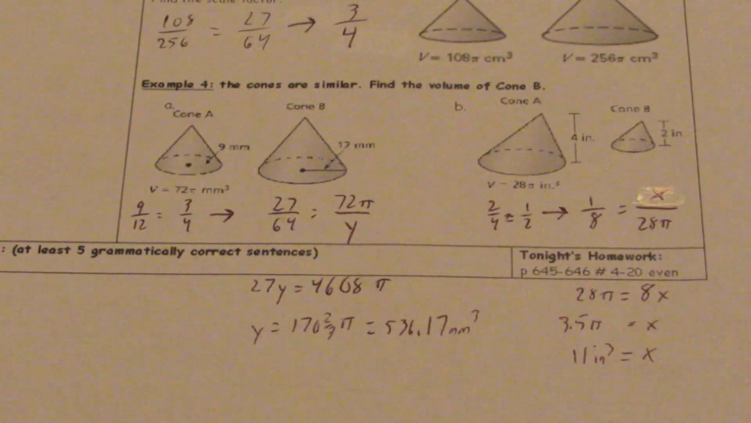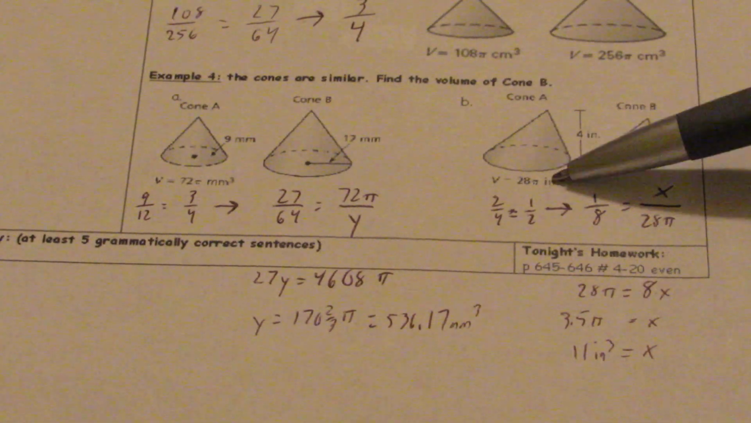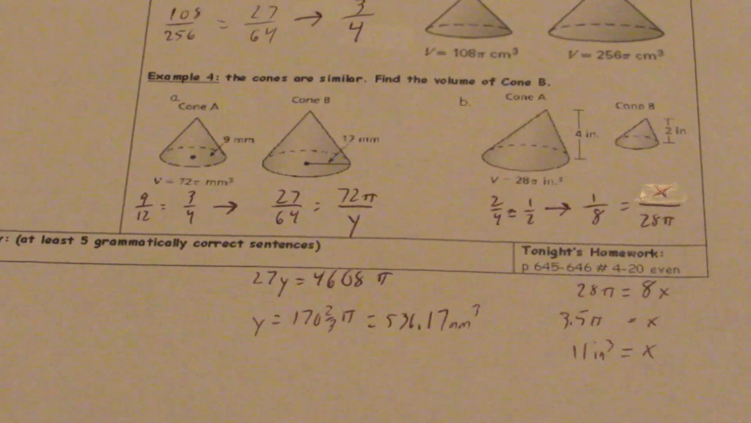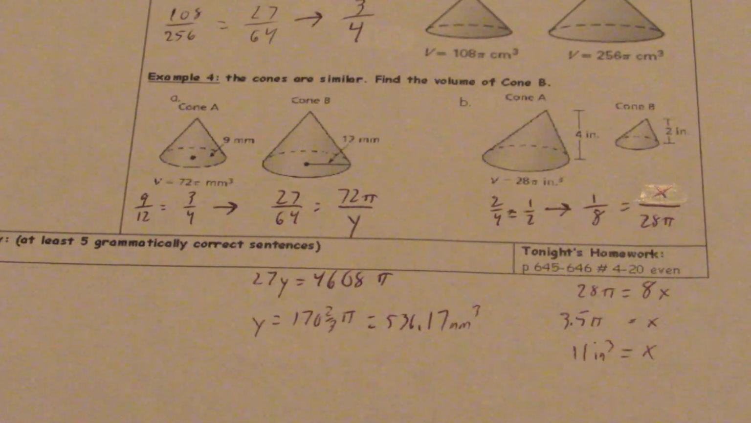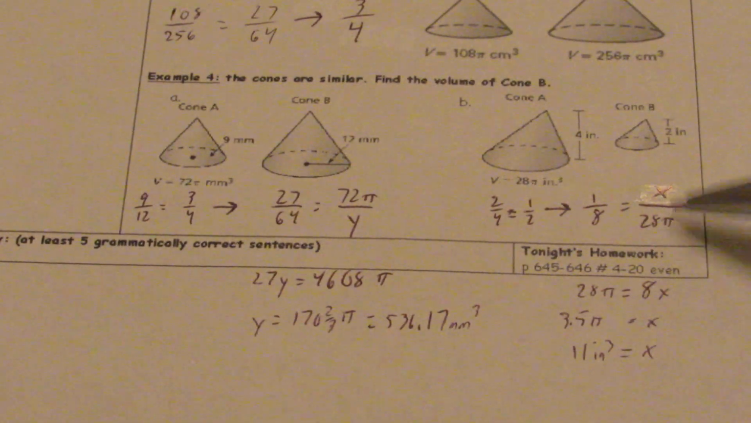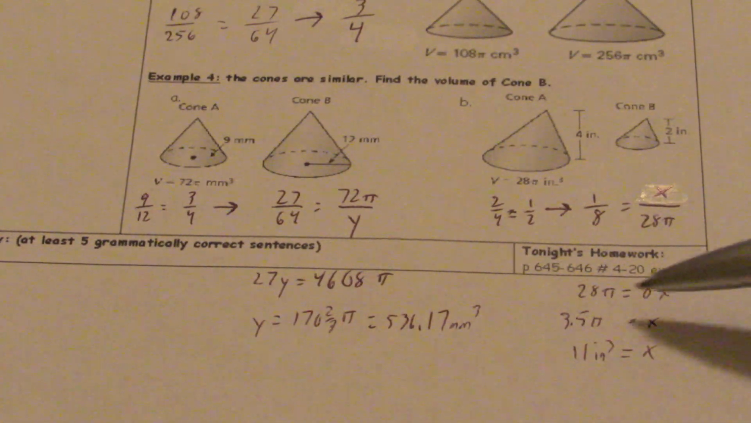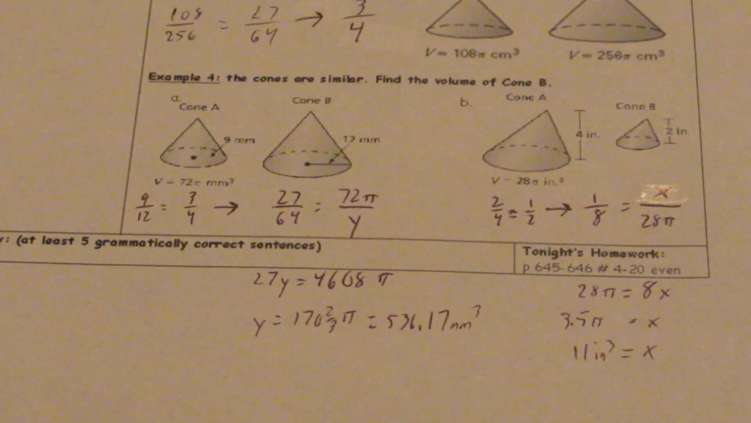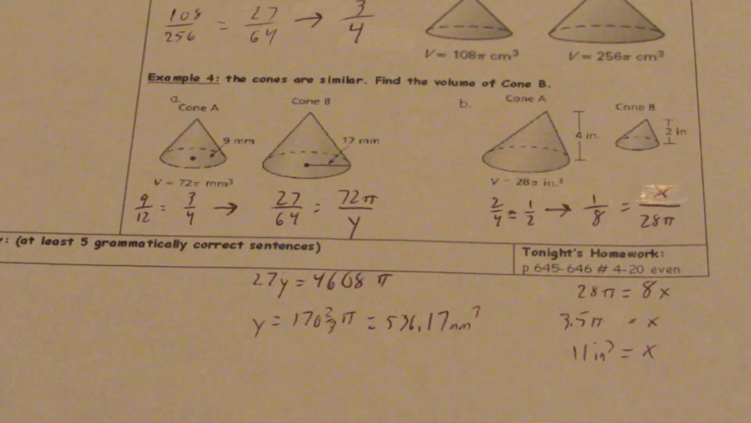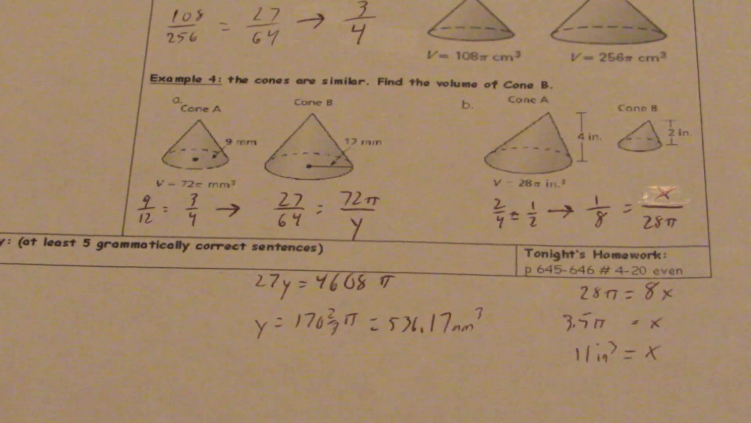Set up my proportion. Now here I have my variable in a different spot, because here they gave me the volume of the larger one, and I put my larger number on the bottom. So my variable has changed position, but I still cross multiply. 8x equals 28 pi. Divide by the 8, I get 3.5 pi, which when I multiply that out is about 11 inches cubed. And that is our surface area and volume of cones.